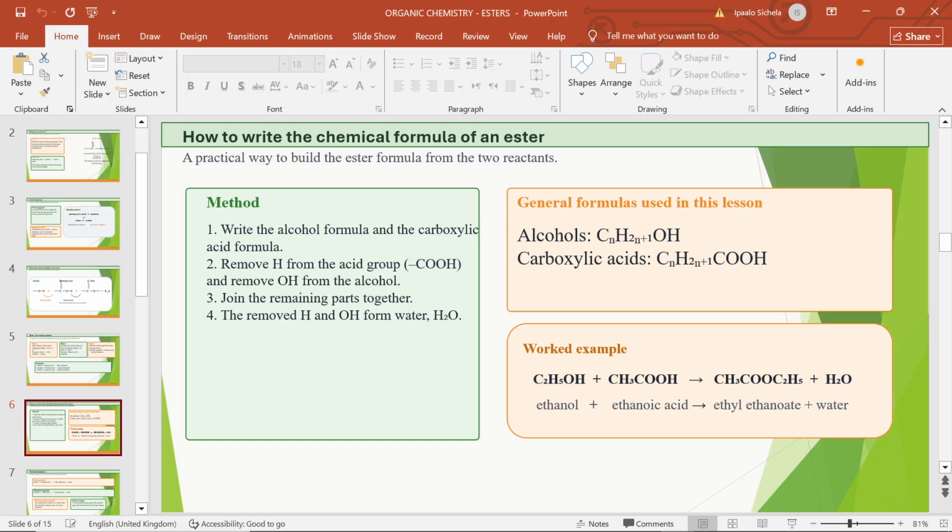So it's going to be C2, then H is 2 times 2, 4, plus 1, 5. So C2H5OH. That's the chemical formula of ethanol. Then it's reacting with ethanoic acid.